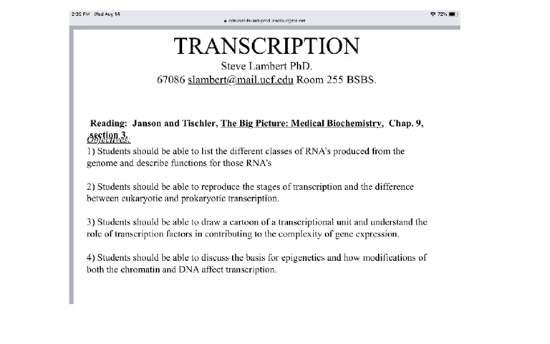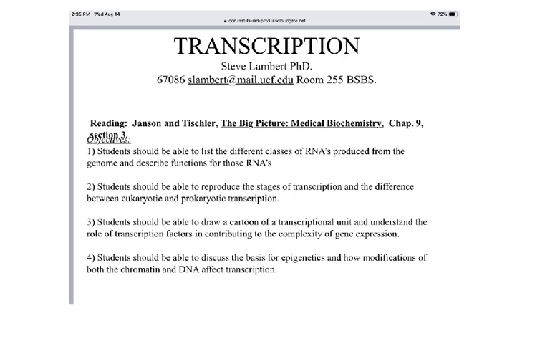We should be able to list the different classes of RNAs produced from the genome and describe the function for those RNAs. We should also be able to reproduce the stages of transcription and know the differences between eukaryotic and prokaryotic transcription. We should also be able to draw a cartoon of a transcriptional unit and understand the role of transcription factors in contributing to the complexity of gene expression. And finally, we should be able to discuss the basis for epigenetics and how modifications of both the chromatin and DNA affect rates and levels of transcription.